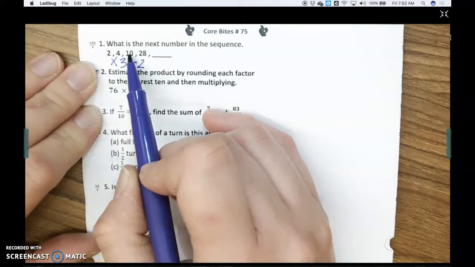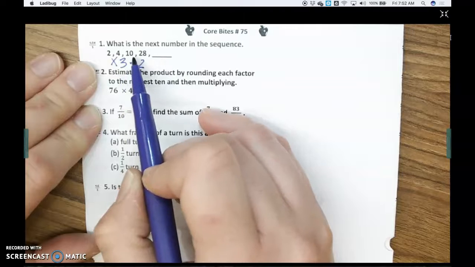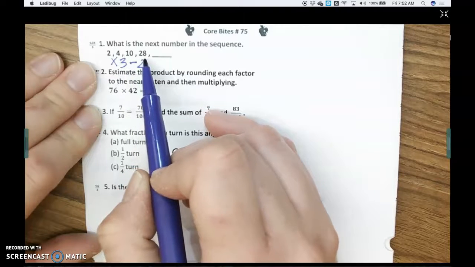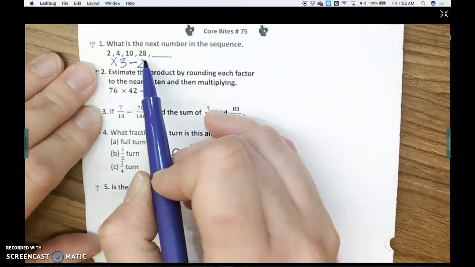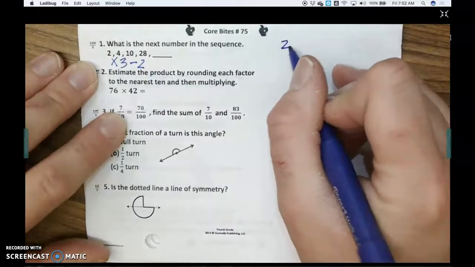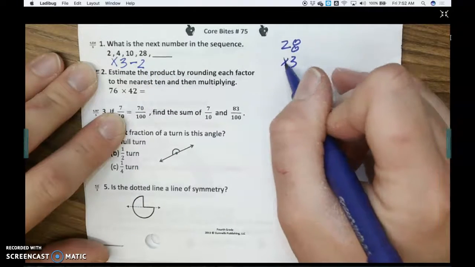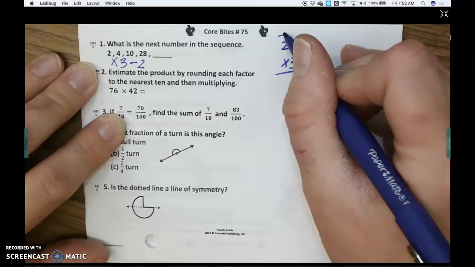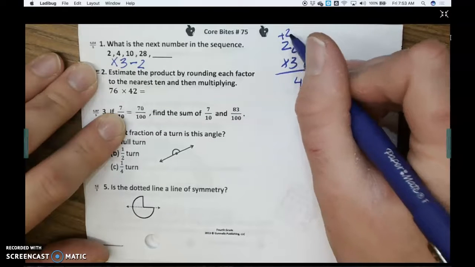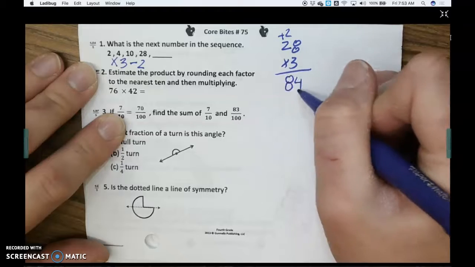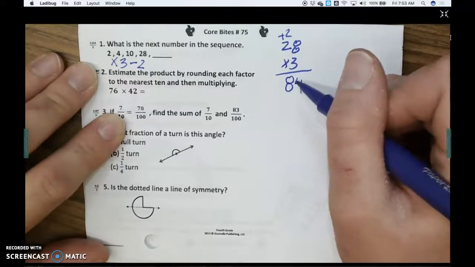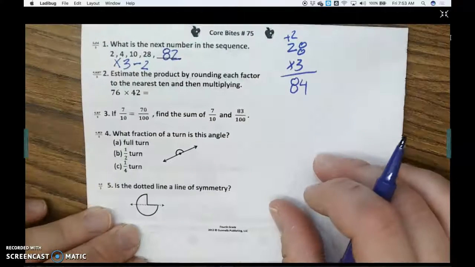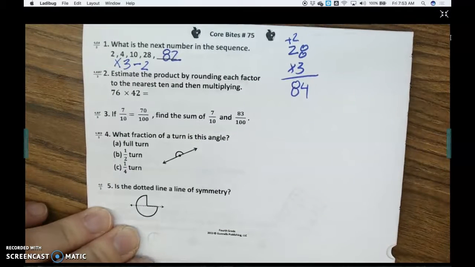All right, 10 times 3 is 30. 30 minus 2 is 28. Okay, so let's try one more. So 28 times 3, you might have to work this one out. So 3 times 8, 24. 3 times 2, 6, 7, 8. All right, so you get 84. 84 minus 2 would give you 82. So that one was a bit intense, guys, but if you just keep working at it with those numbers, you can figure it out.